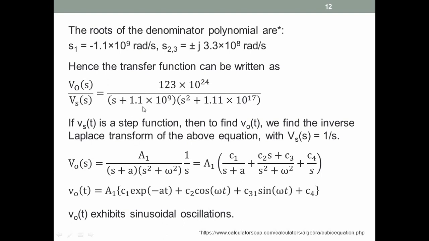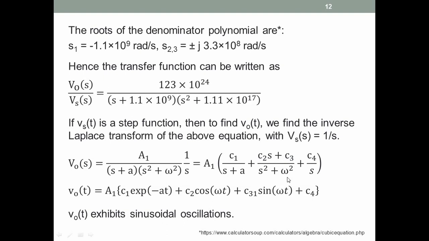Okay, so instead of writing these big numbers, I have replaced them with a and omega. A is this, omega squared is this. So we can write this as a1 divided by s plus a, s squared plus omega squared, times 1 by s. And in order to take inverse Laplace transforms, we have to do partial fractions. So we'll take a1 out, and some constants, I'm not worried about the constants here: s plus a, s squared plus omega squared, and s. And you hopefully remember that when you have a quadratic in the denominator of a partial fraction, the numerator has to be a first order polynomial. So this has to be c2s plus c3.